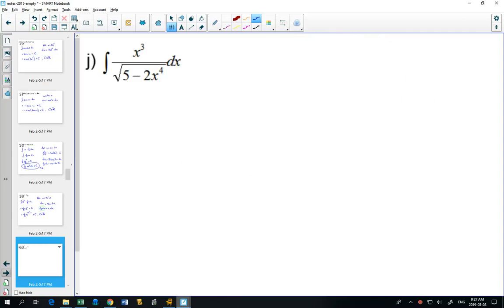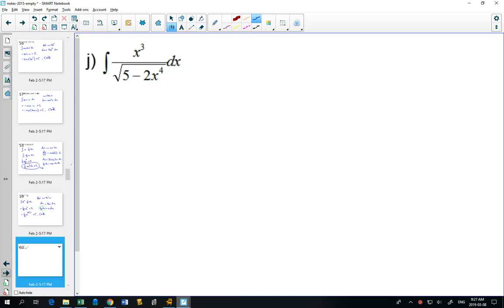So we're starting to see in these examples where things don't match up perfectly. Okay, again, you're going to look for your inside function. Can you see that the 5 minus 2x to the 4 is inside a square root? And can you see that the derivative of that would be negative 8x cubed? We don't have a negative 8x cubed, but we do have an x cubed. So we're starting to see that that coefficient doesn't matter. It's just to make sure that we have the right variables.